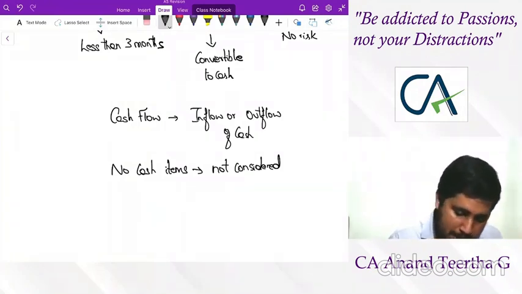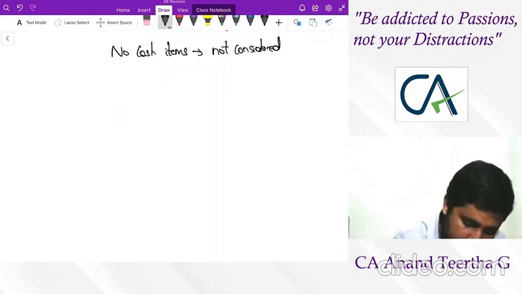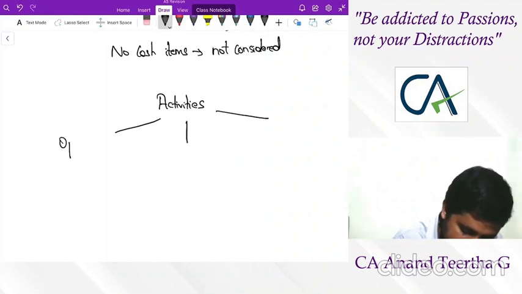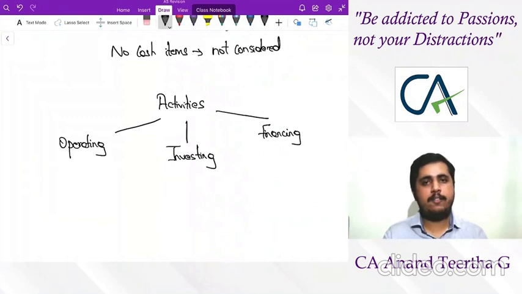Now once you prepare the cash flow statement, all these cash flows are divided into activities, and we have three activities: operating activity, investing activity, and financing activity.